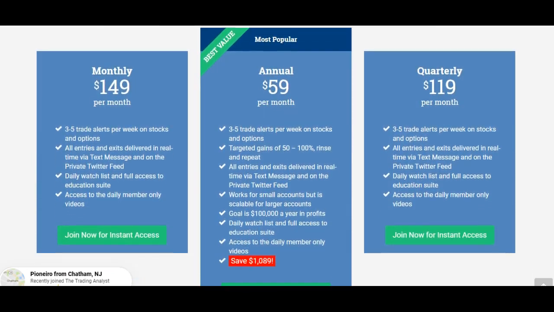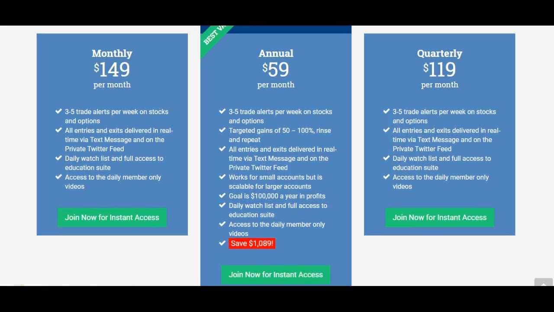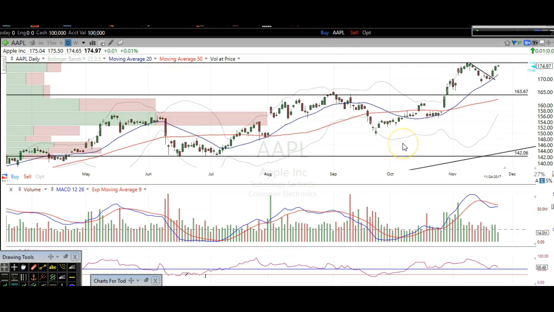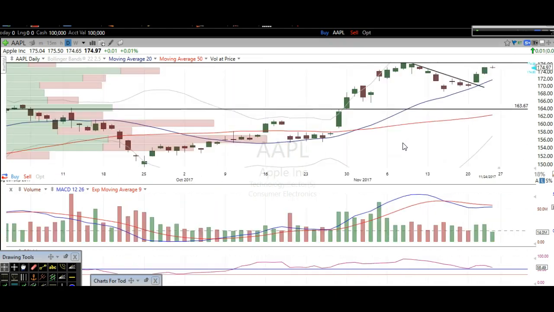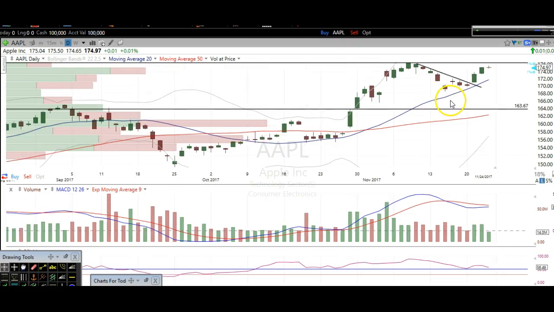Alright, so we're going to take a look at this chart here. We're going to start off with Apple. And Apple here, if you remember, we called for a bounce here on Apple. We called for the bounce based off of this little reversal pattern here. We have this washout low right here, and then this close over that previous day's high.